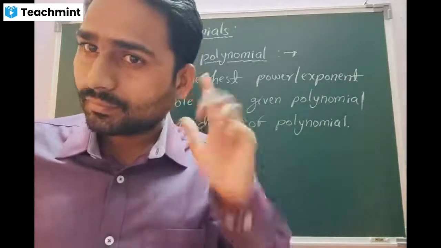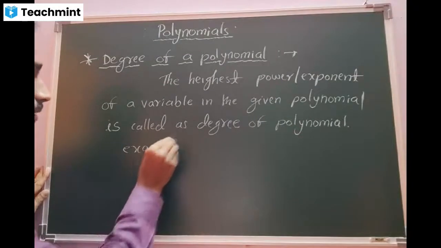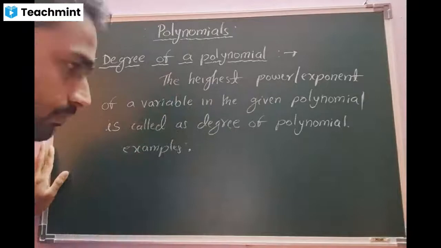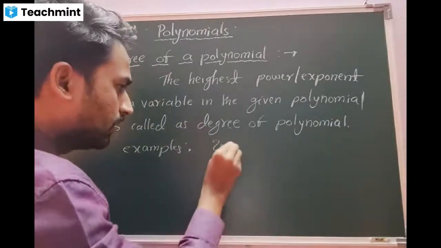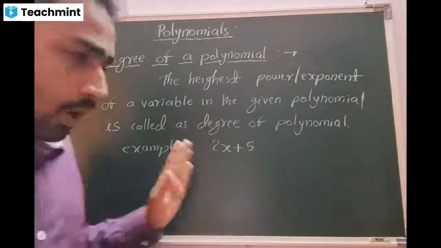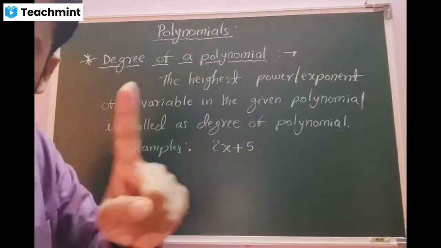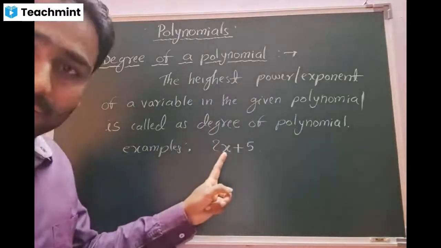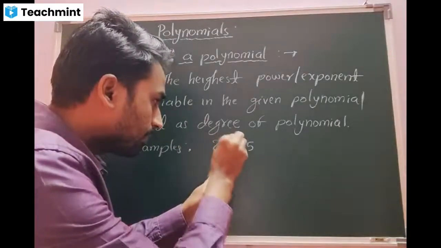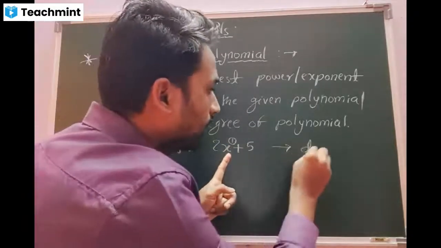Let us see some examples. Don't write, beta. Let me finish off first. Don't write, observe. I'll write few examples. 2x plus 5. Here, beta, how many variables are involved? Only one variable, x. What's the power, beta, of x? One, sir. So its degree, beta, is 1.